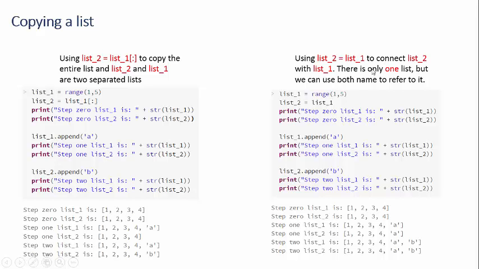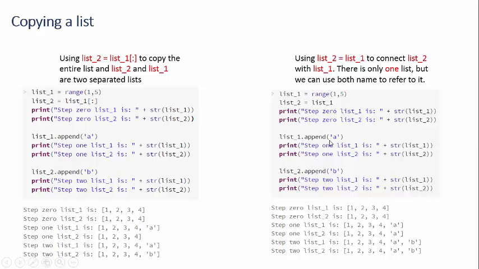But fundamentally, list_1 and list_2 refer to the same one list. To see what I really mean, let's go through the same steps that we did just a moment ago. I create list_1 as 1, 2, 3, 4. Then I use this statement to connect list_2 and list_1. After this step, let's see what list_1 and list_2 are. As we expected, they are the same, 1, 2, 3, 4.